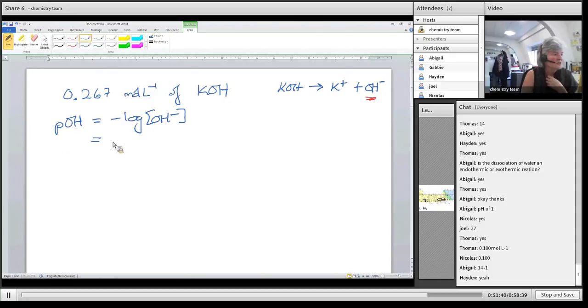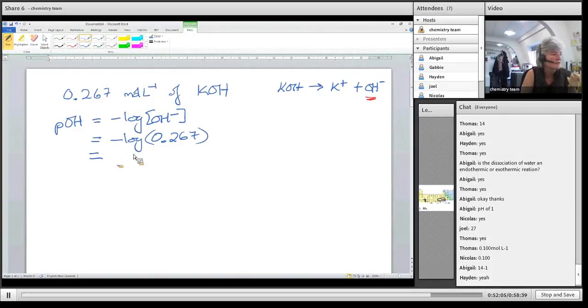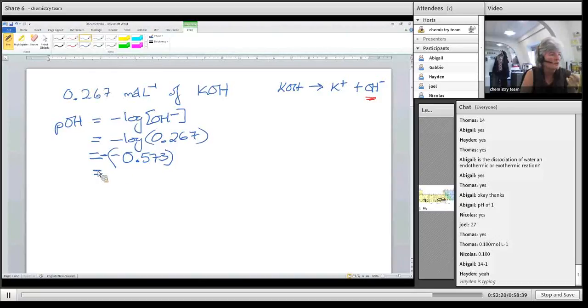So we just do that negative log of 0.267, and if I just get my calculator, so that would be 0.267 log, and you get an answer of negative 0.573, and come on. And what I've forgotten, of course, is to put that first negative in. So, as I say, this step you don't really have to put in. 0.573.